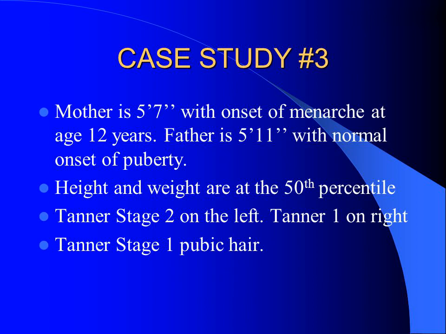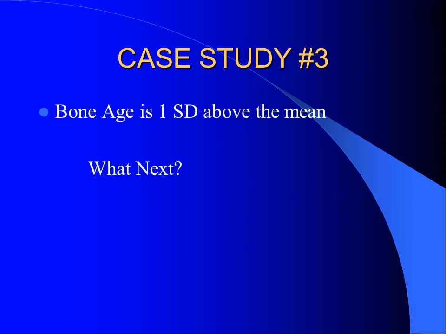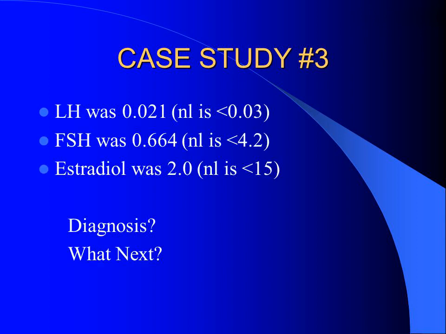Case study number 3. Mother is 5'7" with onset of menarche at age 12 years. Father is 5'11" with normal onset of puberty. Height and weight are at the 50th percentile. Tanner stage 2 on the left. Tanner 1 on right. Tanner stage 1 pubic hair. Case study number 3. Bone age is 1 SD above the mean. What next?